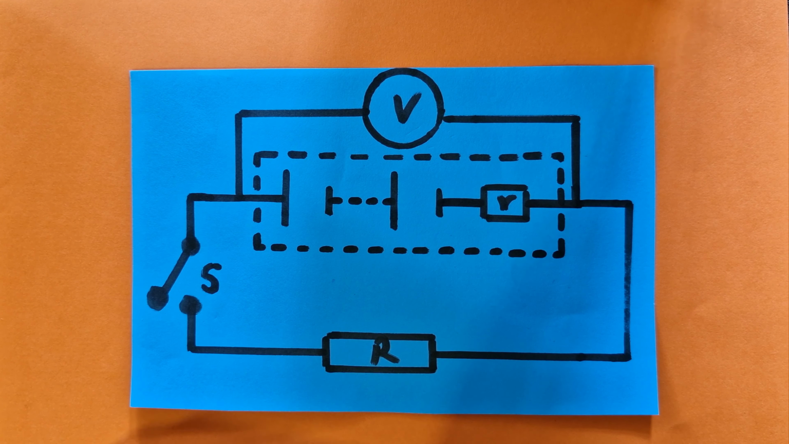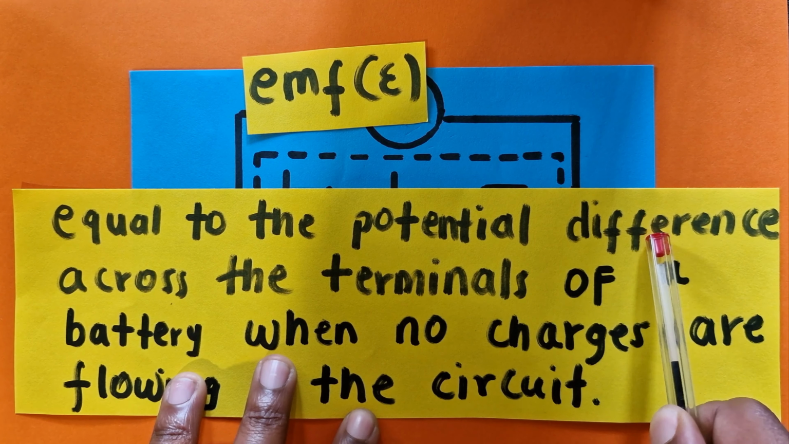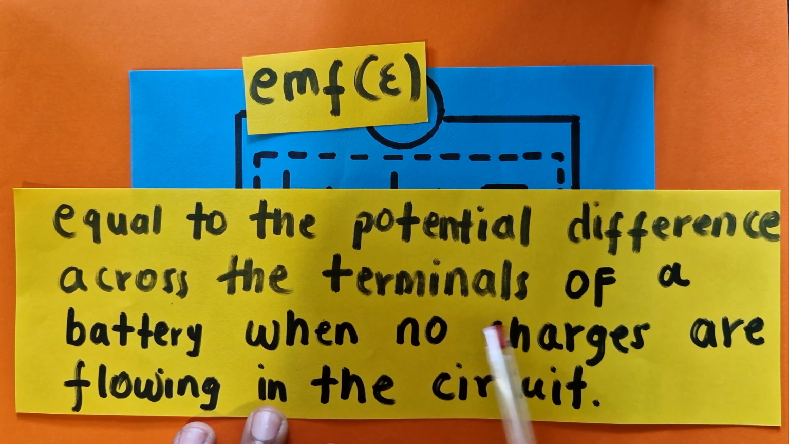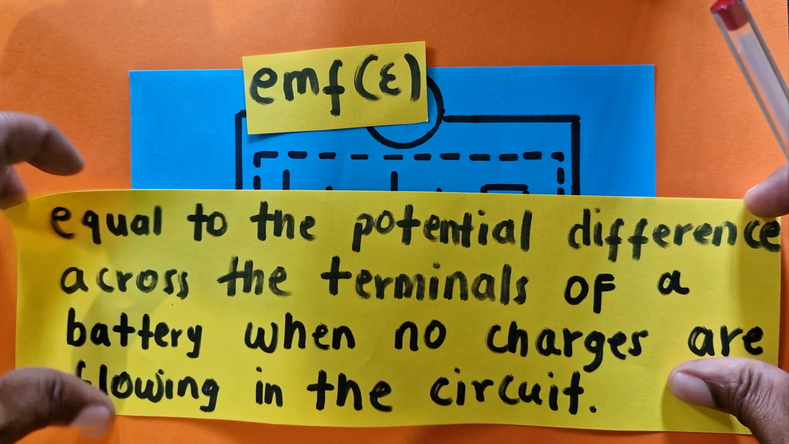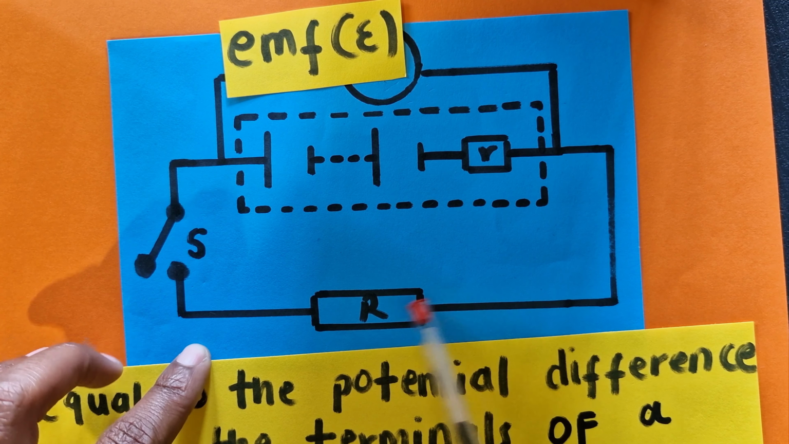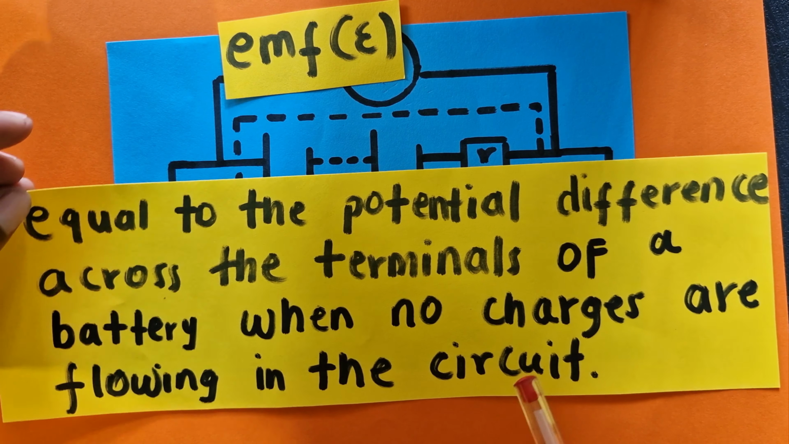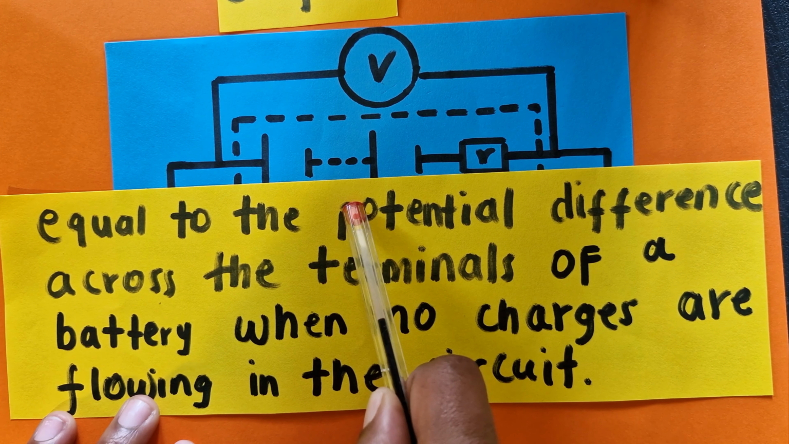This means that when the switch S is open, we can define an EMF as equal to the potential difference across the terminals of a battery when no charges are flowing in the circuit. Because if that switch is open, as I mentioned earlier, there is not going to be a flow of charge, and hence we will have an EMF. So our voltmeter will measure an EMF.